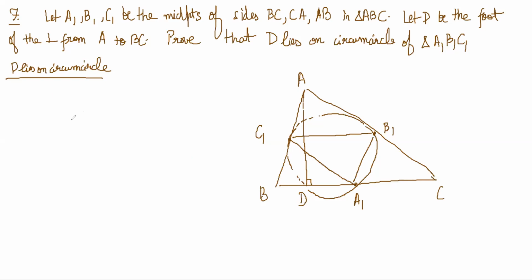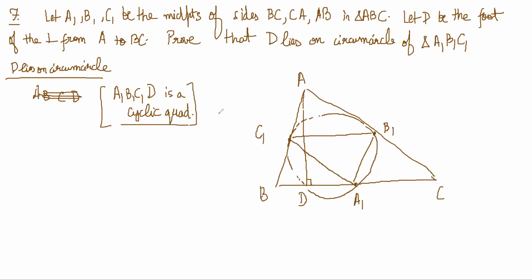So basically, what do you have to prove? That A1, B1, C1, D is a cyclic quadrilateral. To prove that D lies on the circumcircle, we have to prove that this quadrilateral is cyclic. So two opposite angles, if they sum to 180. So let's take angle C1, B1, A1 plus angle C1, D, A1. If we can prove that these two angles sum to 180, then we are done, right?